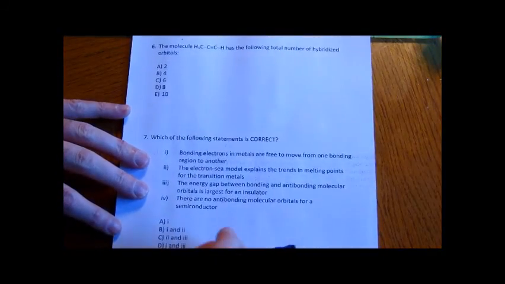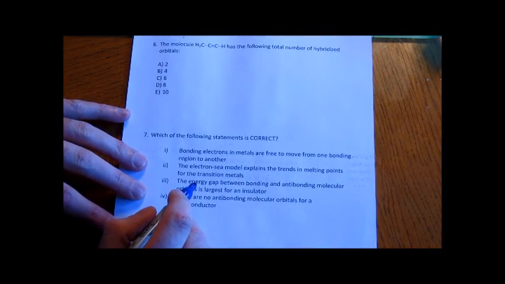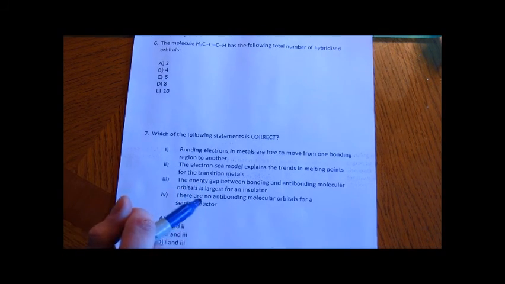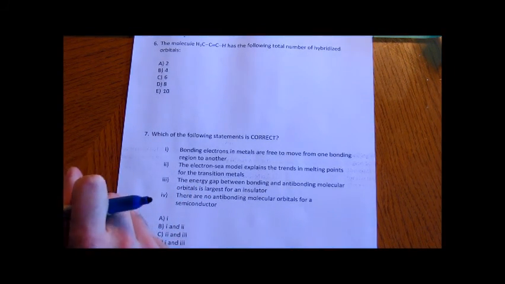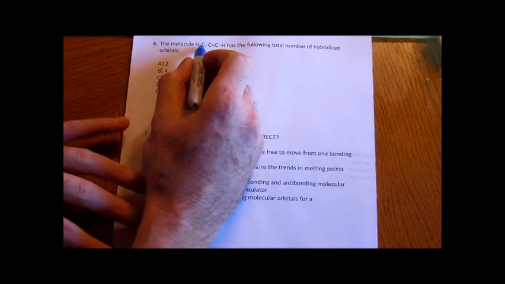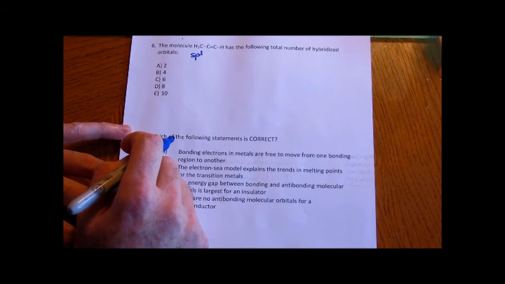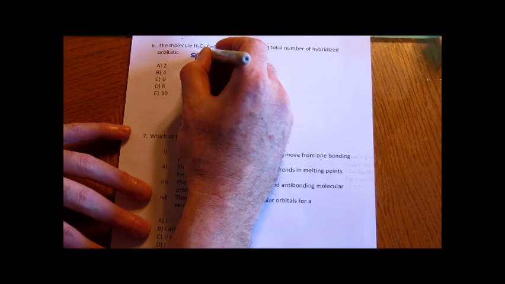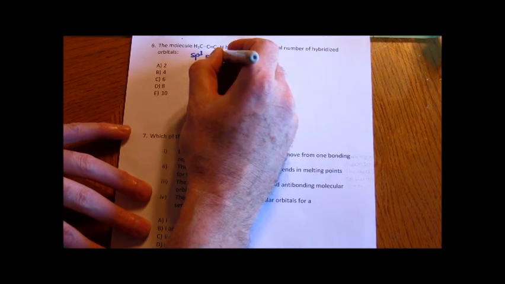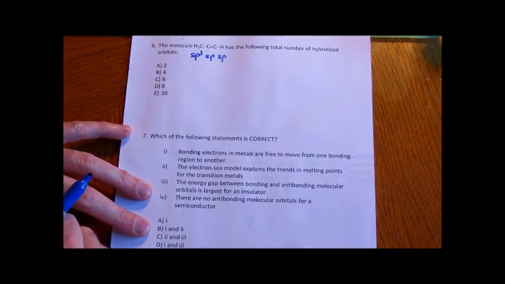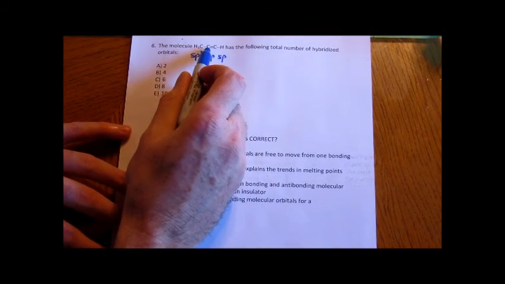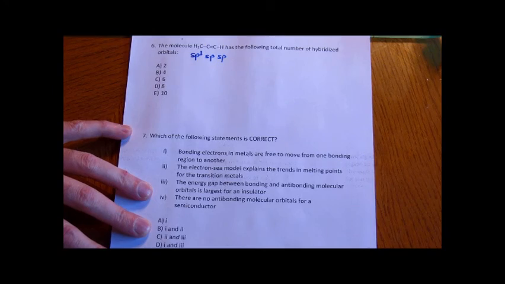The next question expects you to know something about hybridized orbitals, and it gives you a relatively simple molecule here. This is propyne. If you look at the carbon atoms, you'll see this one here is hybridized sp3. All I'm doing here is counting electron domains. This one is sp, and this one is also sp. 2 electron domains, 2 electron domains, 4 electron domains.